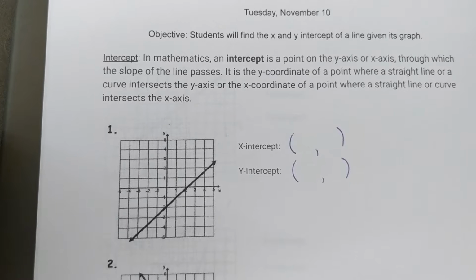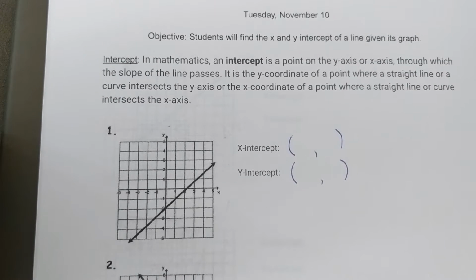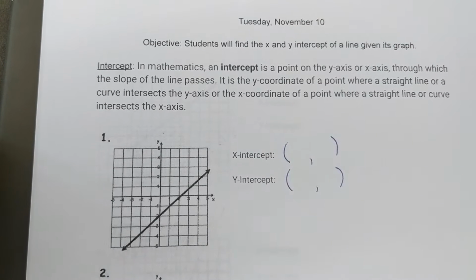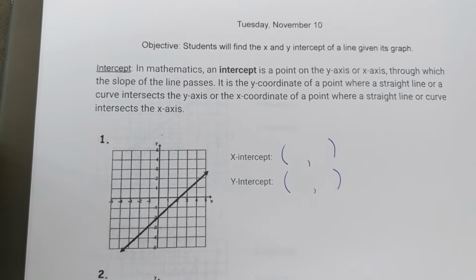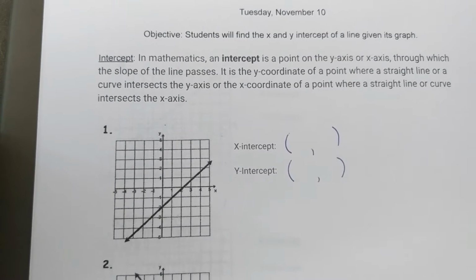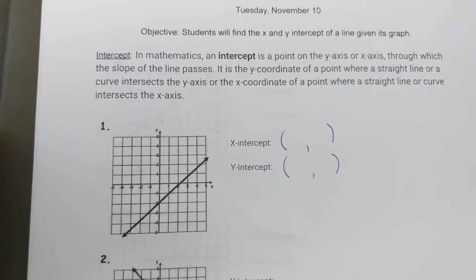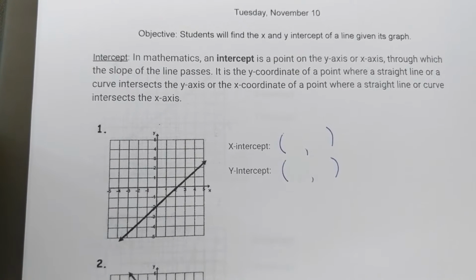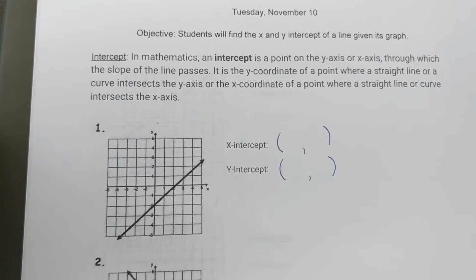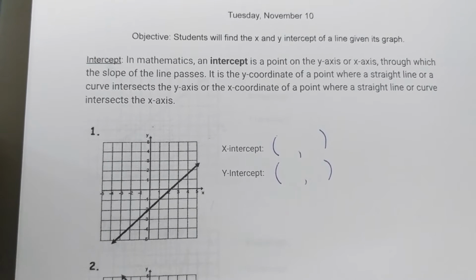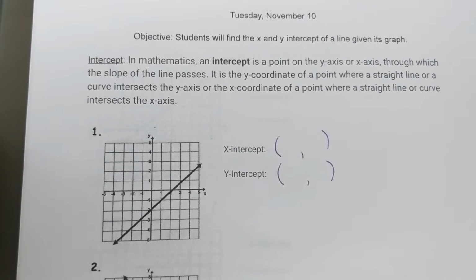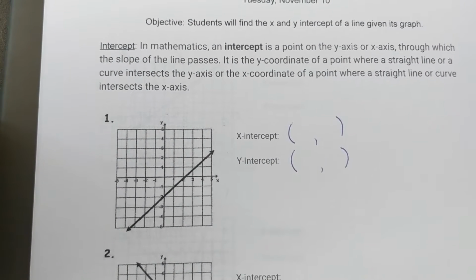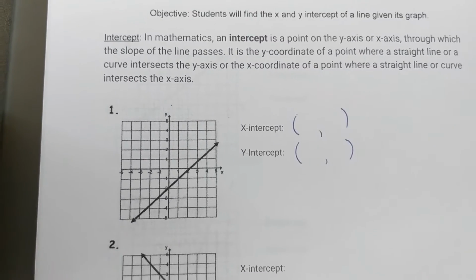So today, if you have your Tuesday, November 10th work, you'll see the objective is that we are going to find the x and y intercept of a line given its graph. In mathematics, an intercept is a point on the y-axis or x-axis through which the slope of the line passes. It is the coordinate of a point where the straight line or curve intersects the axis, and again, that can be on the x or y axis. So again, in simpler terms, it just means where the line crosses the x or y axis.